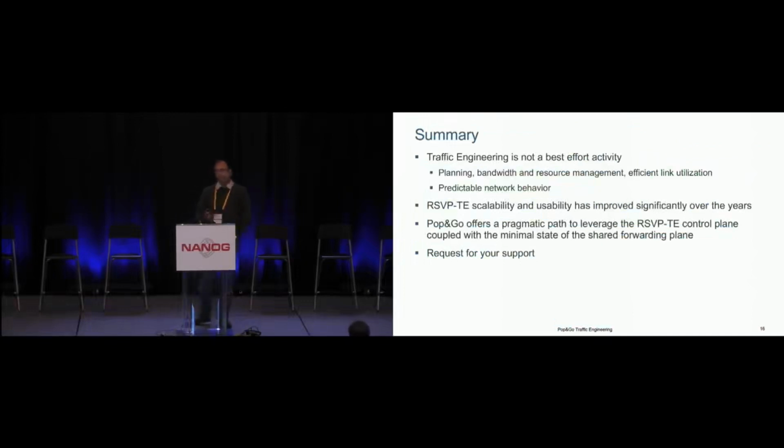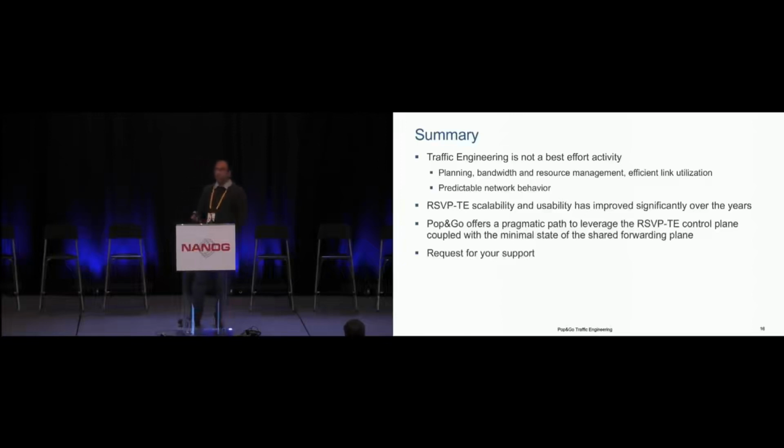So in summary, traffic engineering, all these years, is not a best effort activity. Just shoving traffic into the network and believing it will get there, or will get you the SLA it needed, isn't quite right. There's a lot of planning that goes in via tools, bandwidth and resource management. You want efficient link utilization, bin packing, and predictable network behavior. If you actually own the traffic that you're sending into the network, you can tune a lot of the parameters on the source. But if you're offering a service, you want to do proper planning in this network.